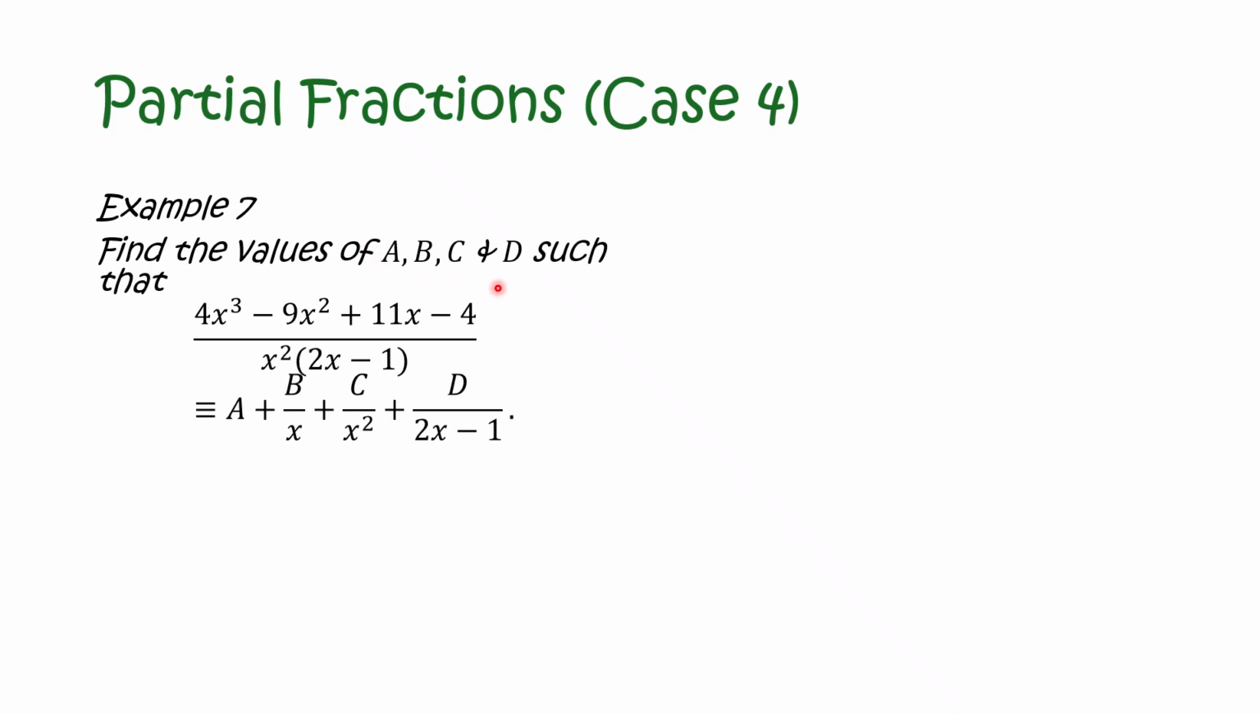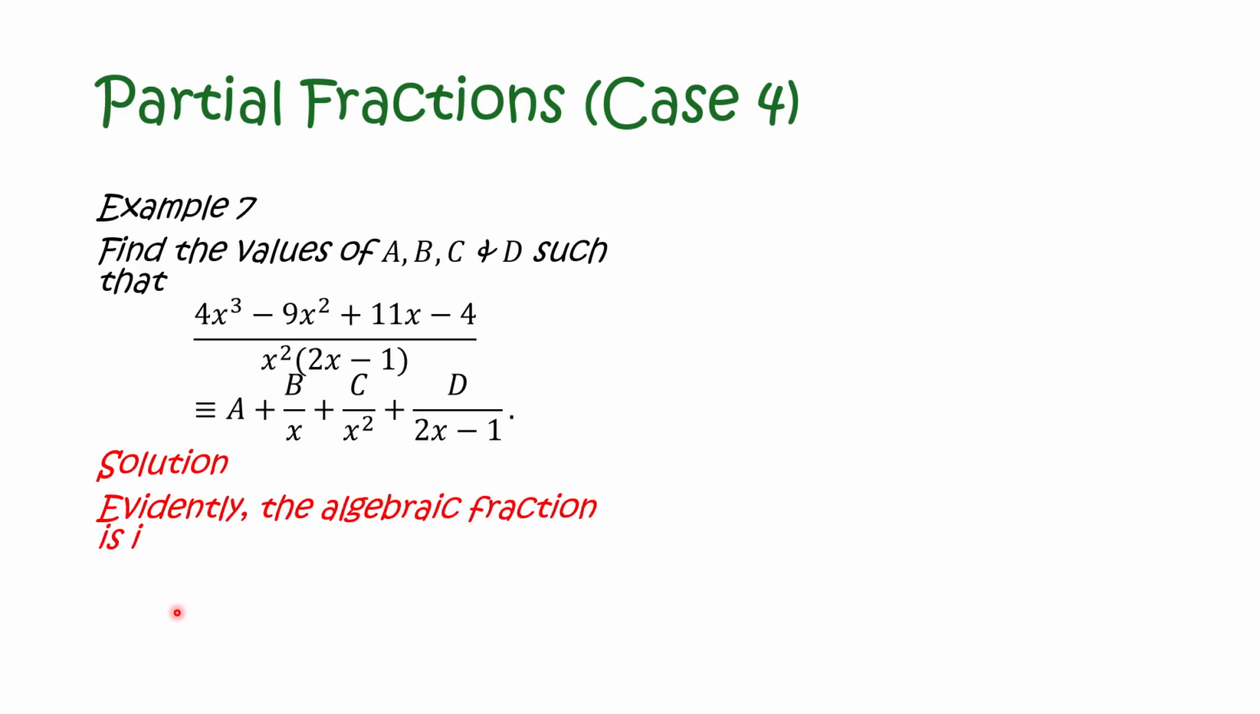Anyway, let's dive into example 7. So we have the question: find the values of a, b, c, and d such that 4x cubed minus 9x squared plus 11x minus 4 all over x squared times 2x minus 1 is equivalent to a plus b over x plus c over x squared plus d over 2x minus 1.